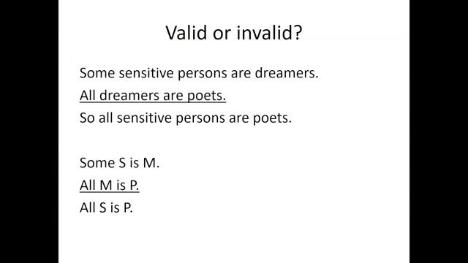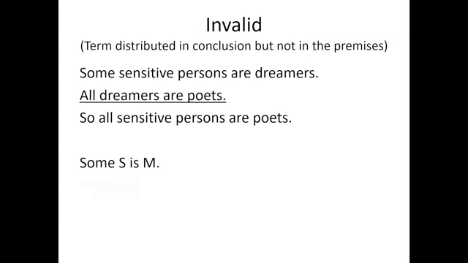And so this argument fails to meet the fourth rule, which is that whatever is distributed in the conclusion must be distributed in the premises, because sensitive persons is distributed in the conclusion here, but it's not distributed in the premises. So it's invalid, because the term is distributed in the conclusion but not in the premises. All right.